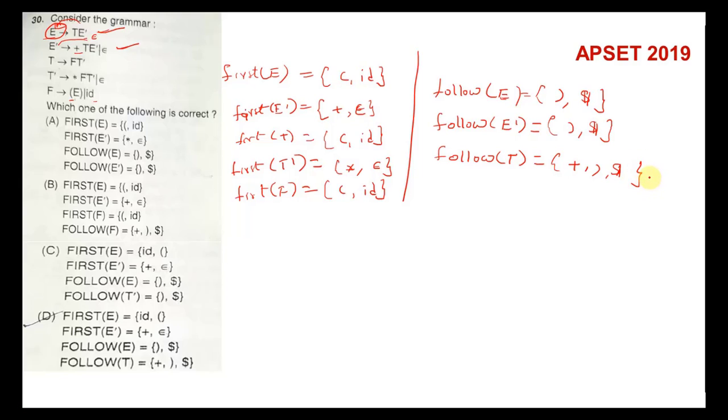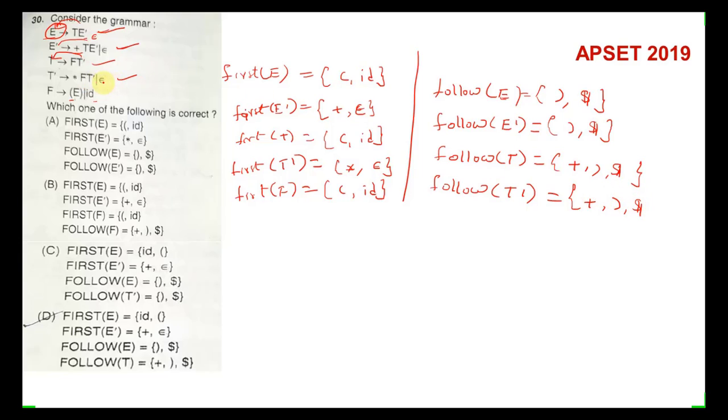So it is a follow of T. Next, find out what the follow of T' is. So we have to find out where T' is on the right-hand side of this production rule. So T' here as well as T' here. Firstly, in this production rule, after T' we don't have any symbol, at that time the follow of T' becomes the follow of T. So what is the follow of T? Follow of T is plus, closing bracket, dollar.